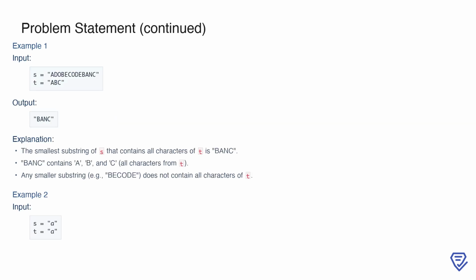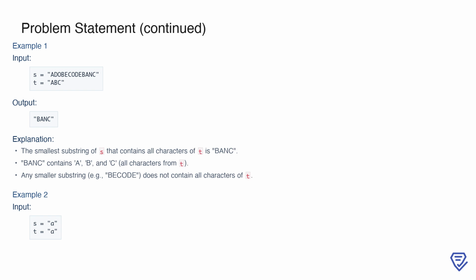For example, let's consider the case where S is ATABECO and T is ABC. The output here is BECO because it is the smallest substring of S that contains all the characters in T, specifically A, B, and C. While there are other substrings in S that include these characters, such as ATABEC or ABECO, they are all longer than BECO.